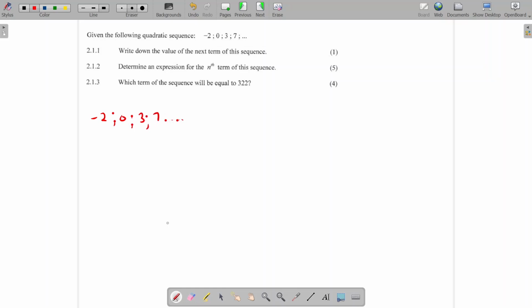Okay, so minus 2, 0, 3, 7. Again, we've seen so many of these, we should be getting quite quick at them. The first differences are 2, 3, 4, so we know it's not linear. Or we could say it is not arithmetic.